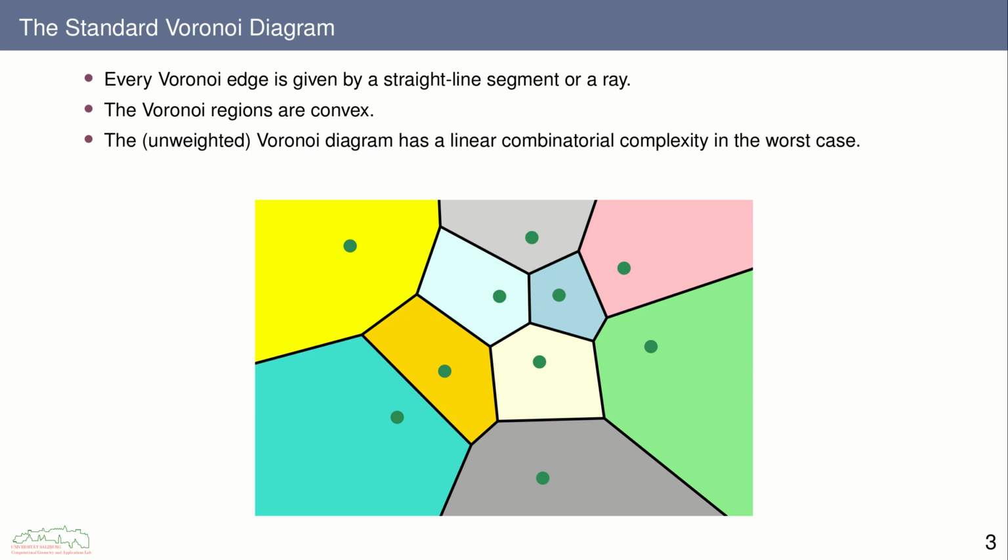We all know that the standard unweighted Voronoi diagram is a widely used tool in computational geometry. An example of such an unweighted diagram can be seen down here. Its Voronoi edges are in general given by straight line segments and rays. The Voronoi regions of the unweighted Voronoi diagram stay convex in any case. Thus, the number of its vertices, edges, and faces stays linear. In other words, the unweighted Voronoi diagram has a linear combinatorial complexity in the worst case.